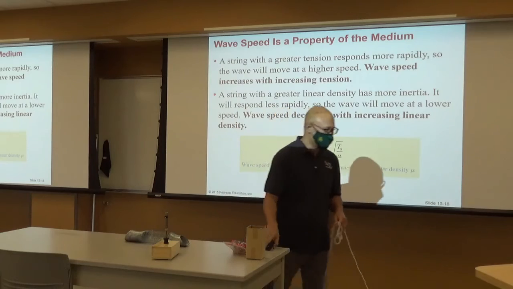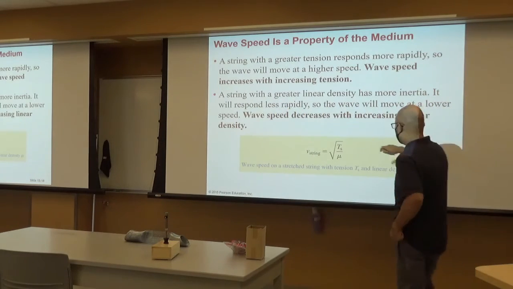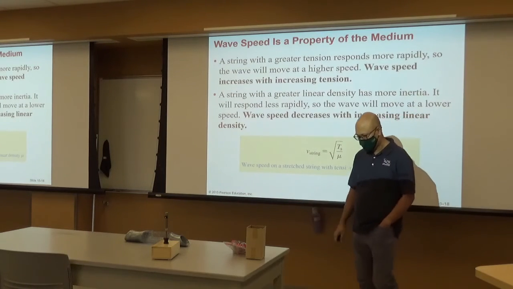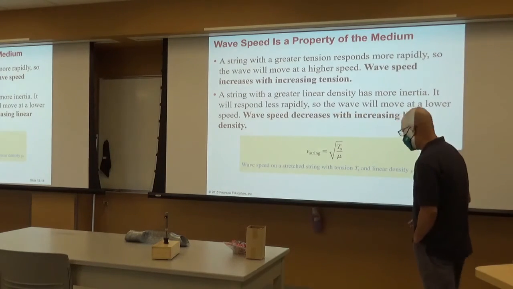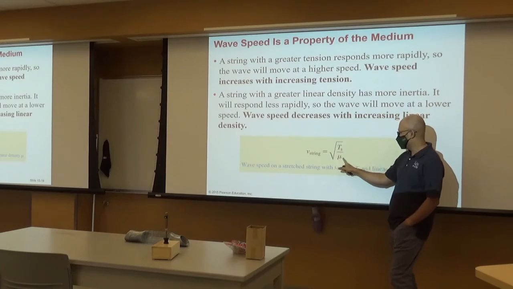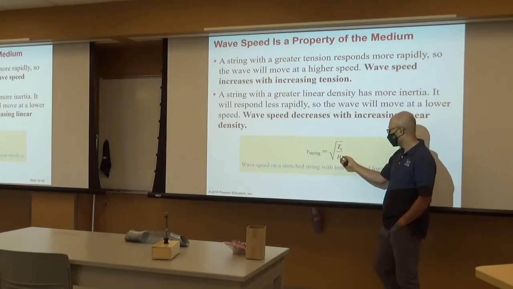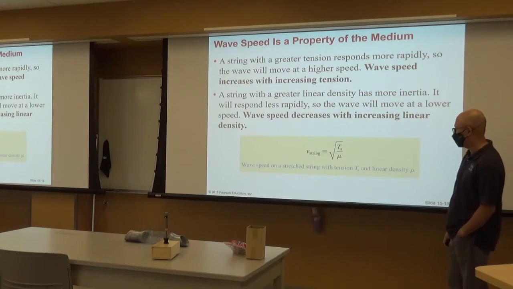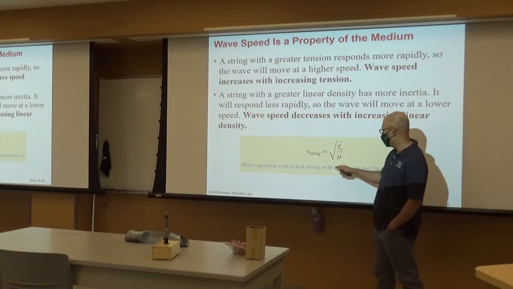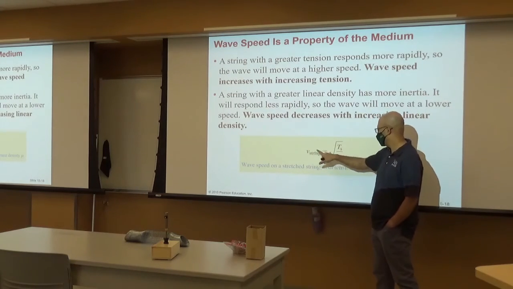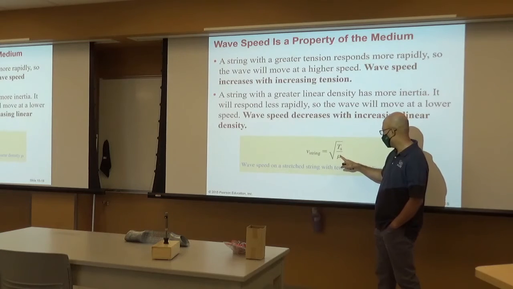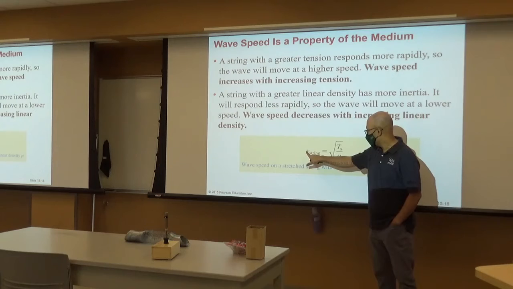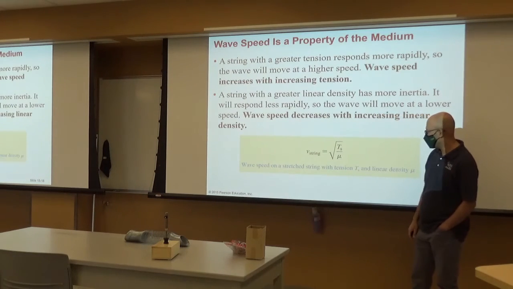Okay? So it depends on two things. One is tension. The higher the tension, the higher the speed of the wave. The higher the density of the medium, the less the speed of the wave you produce. And the relationship between the speed, tension, and density is given by this formula. So this is the speed of the wave that you produce in the medium.